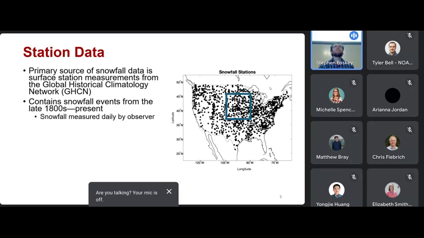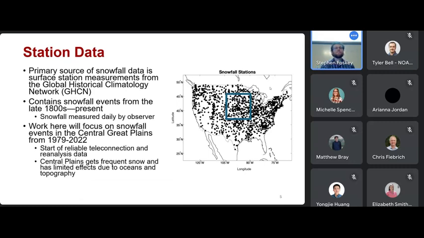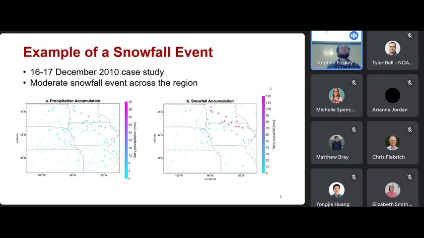I'll be focusing on the blue box region and the Central Great Plains for a couple of reasons. Primarily that there's fairly frequent snowfall there, and also there are limited effects from oceans and topography, so it's an easy area to start with for some analysis. And I'm going with the 1979 to 2022 time period because that is the start of reliable teleconnection and reanalysis data.